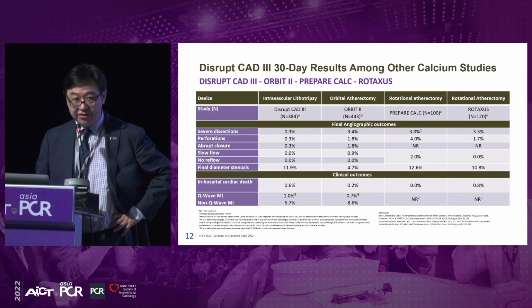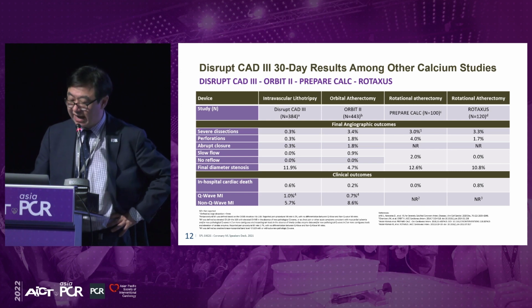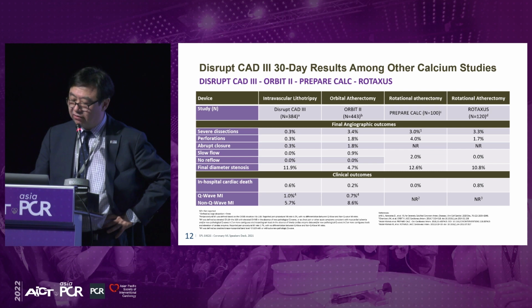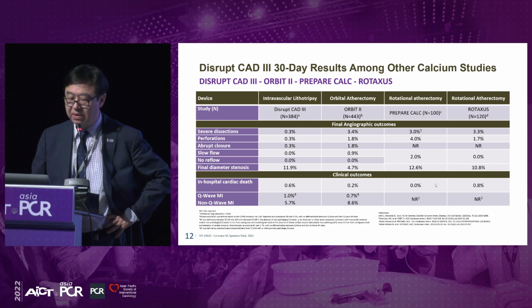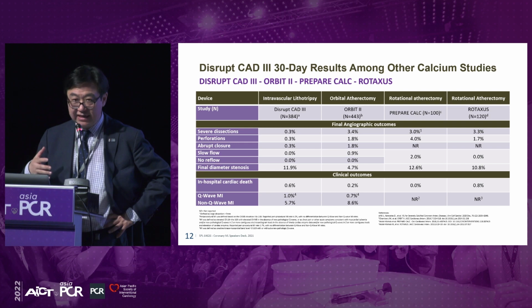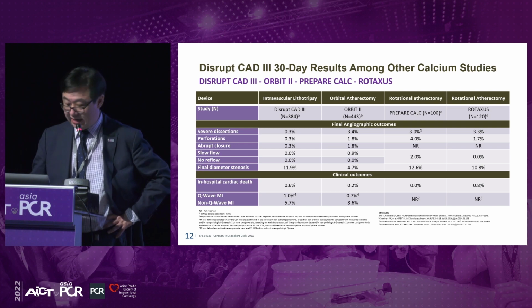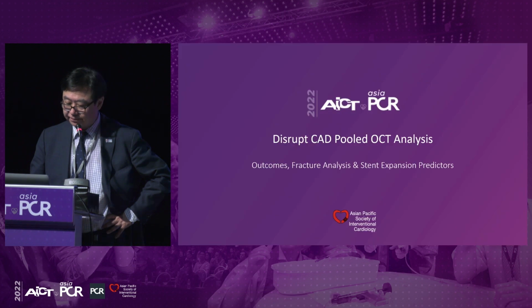Compared to other atherectomy trials, which is usually the only other option in terms of rotational atherectomy, Rotaxus trial, the Prepare Calc, and Orbital 2 with orbital atherectomy, notice that these numbers are much higher in terms of complication rates compared to lithotripsy balloon. And obviously, we've discussed this, is that translating a usual balloon procedure is quite easy to do and intuitive for most PCI doctors.